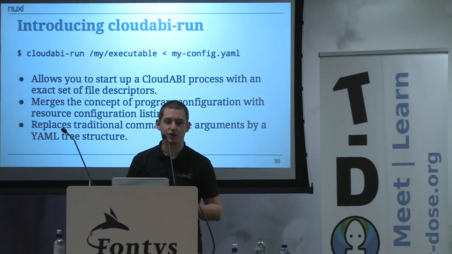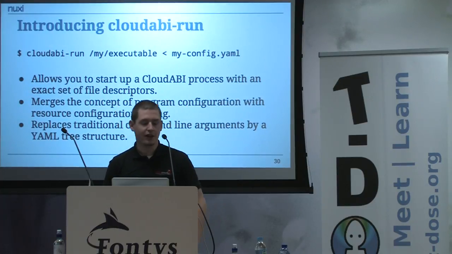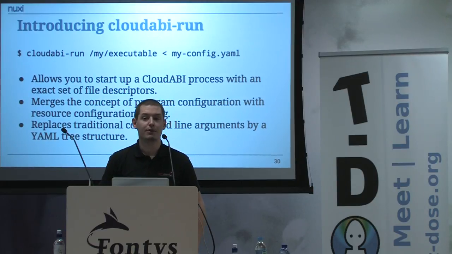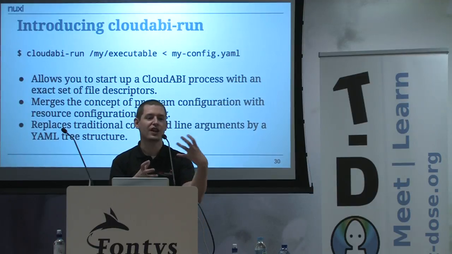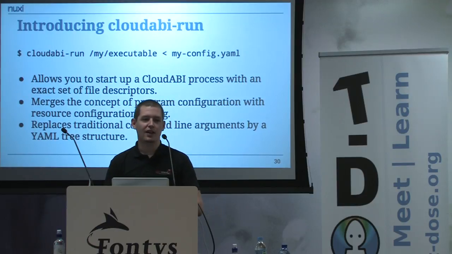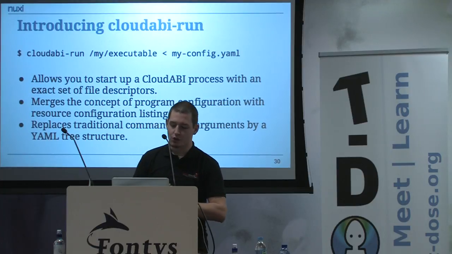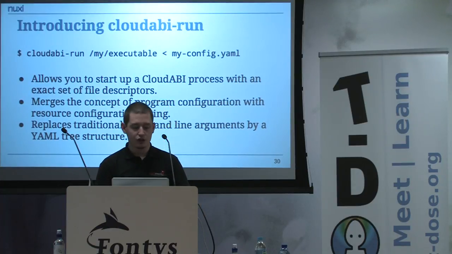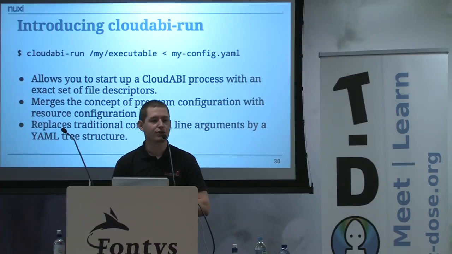So what I've done is I've developed something called CloudABI-run. And CloudABI-run makes use of a library called libcloudabi. The name is a bit misleading. It's actually a library that is available for Linux, FreeBSD, etc. You can just use it inside of your application, in a native Unix application. And this allows you to start up CloudABI processes in a more structured way. What it does is replace traditional command line arguments with a more flexible YAML-like tree structure. I'll demonstrate how it works in the next couple of slides.